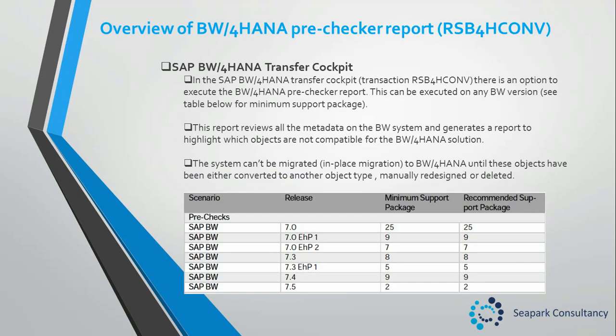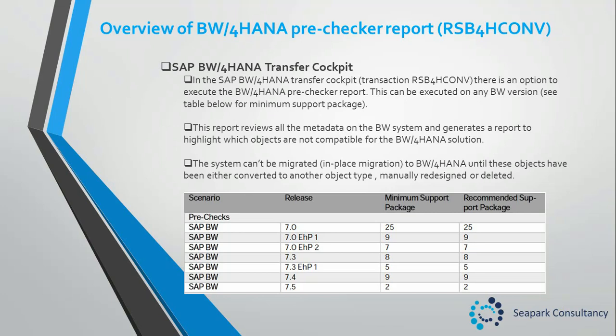The BW for HANA pre-checker report is located in the BW for HANA transfer cockpit, transaction RSB4HCONV. This can be executed on any BW version. As you can see from the table below, this can be executed on 7.0 to 7.5. Please ensure you have the minimum support package installed.